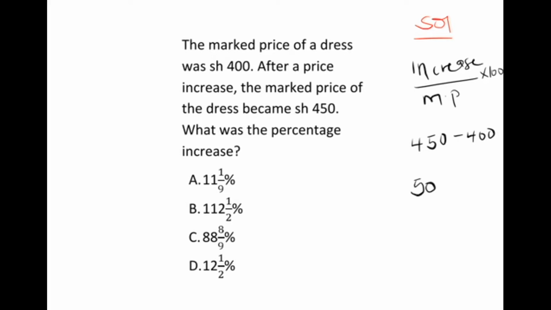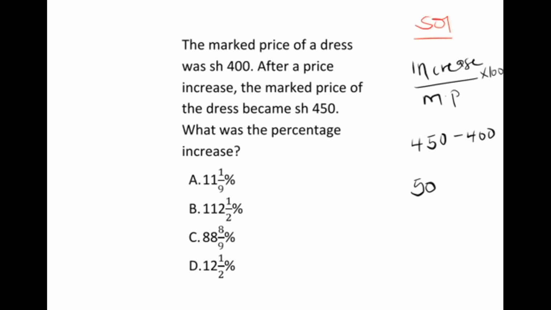Now, we take 50 shillings. This is the increase over the marked price. The marked price here is 400, times 100%.